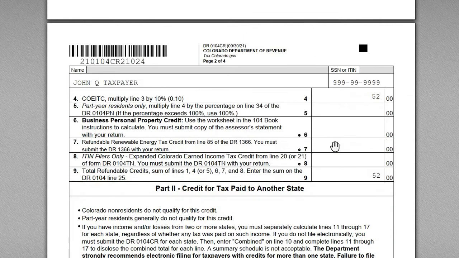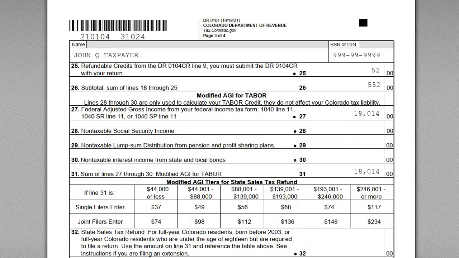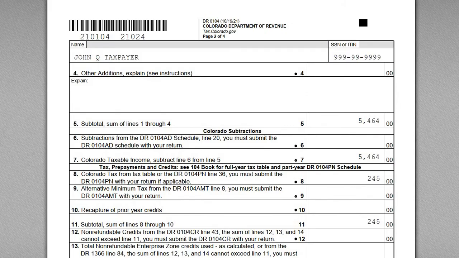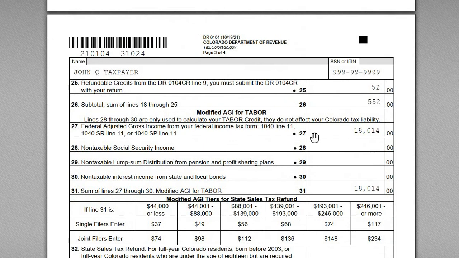And then if we go down to page 2 of the 104CR, you can see on line 4 here, it asks us to multiply line 3 by 10%, and that's $52. Okay, so that $52 is John's earned income tax credit for Colorado tax purposes. So he's got $52 as a credit here for state tax, and then he's getting the $521 at the federal level. Now, the $52 credit ultimately flows back up here to his return. So if we go to page 3, you can see here, line 25, the amount of refundable credits from the DR 104CR. Okay, so pretty straightforward.